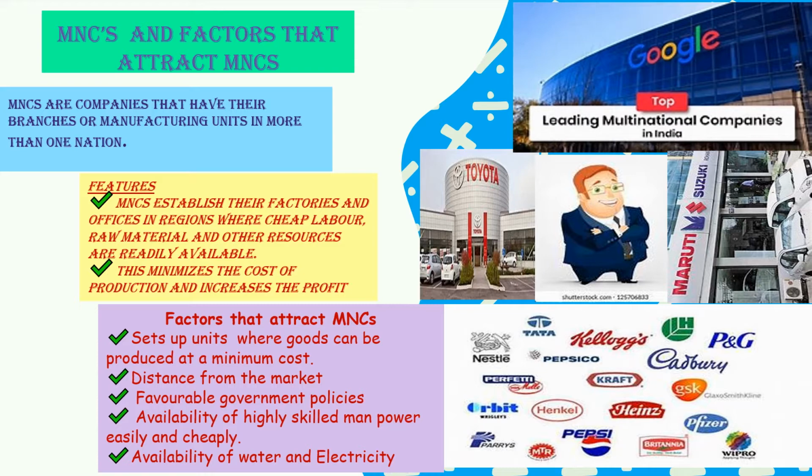So now let's look in detail at what the factors of MNC are. First one, set up units where the goods are produced at a very minimum cost. Set up units near the market. Set up units which have favorable government policies. Availability of skilled manpower and cheap skilled manpower, and last one, availability of water and electricity.